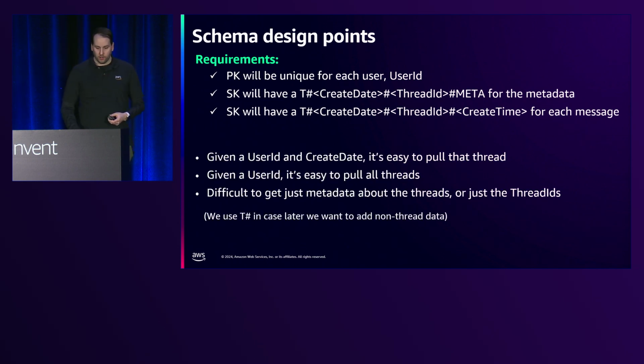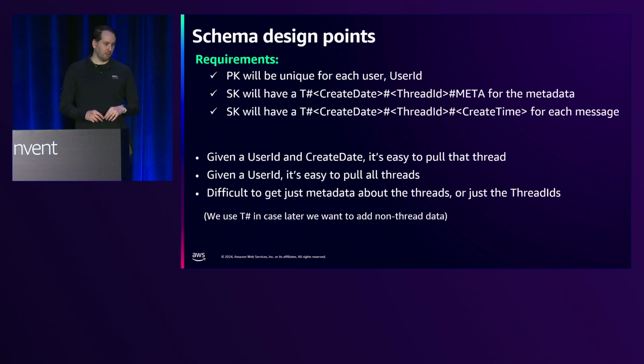So in review, we know it's easy to get the latest threads because they're sorted by that create date. However, if we want to find something by thread ID, it's actually quite complex because we've embedded it inside there. Perhaps you can think how we could query data out and find information by thread ID. We might use a global secondary index.